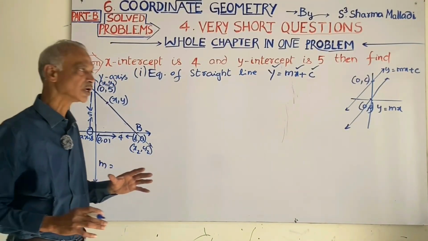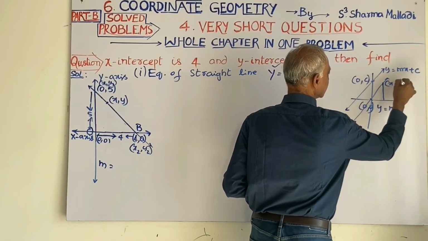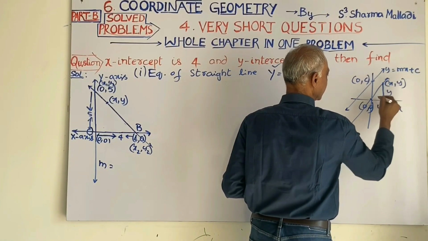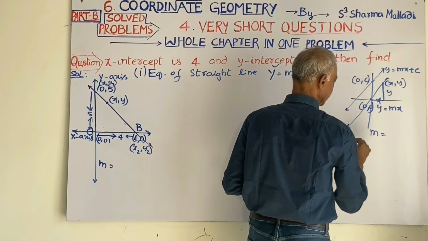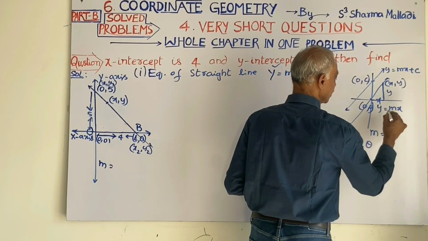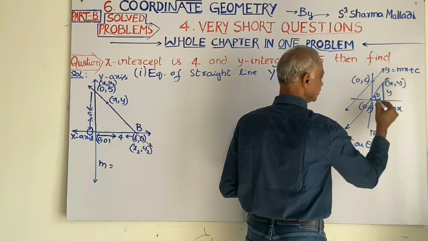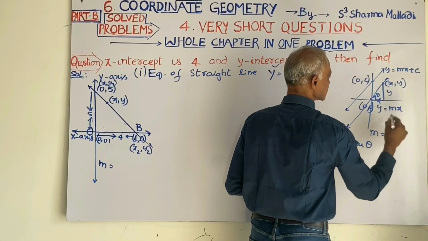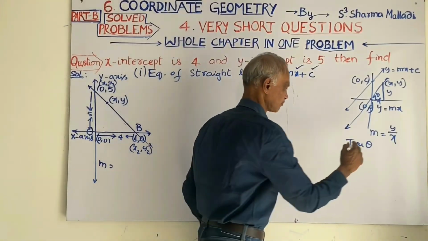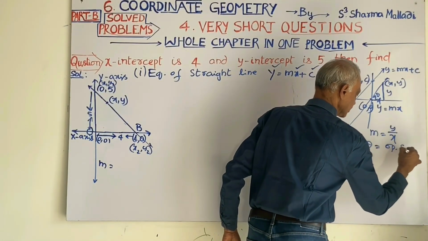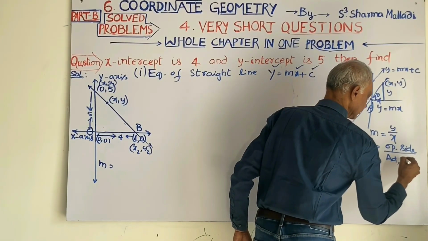If it passes through origin, what is the slope? You take a point x, y here. This distance is y and this distance is x. Slope m, that is tan theta, is equal to y by x. If this is theta, what is the slope of the line? Y by x, because opposite side by adjacent side is tan theta. That also I will write, opposite side by adjacent side.